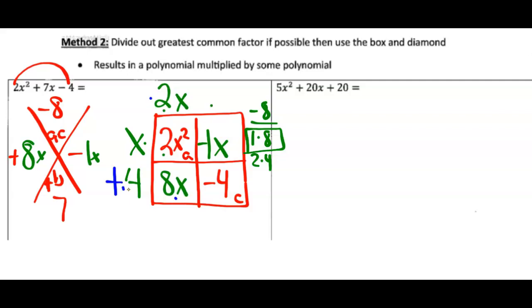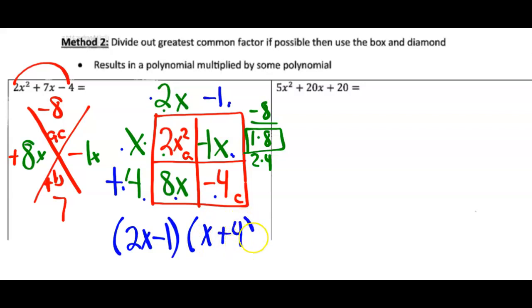So therefore, what does this have to be? Well, it has to be a negative 1 because to get this, a negative 1x, I need to do negative 1 times x gives me negative 1x. And also, negative 1 times positive 4 gives me negative 4. And I'm done. So now I need to write my answer. My answer is 2x minus 1 times x plus 4.